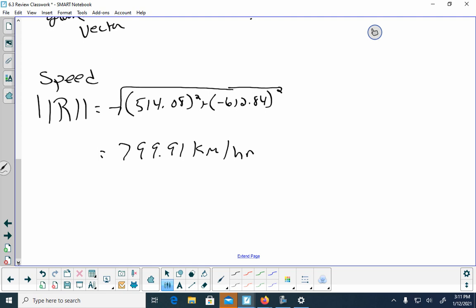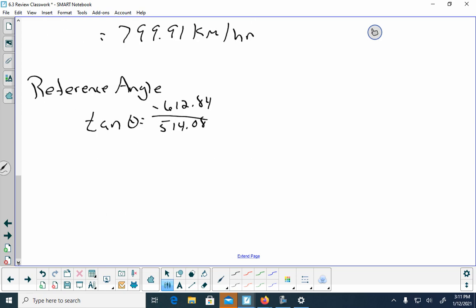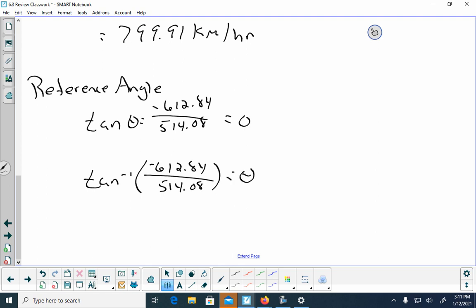Now I need to find, it wants the bearing. So before I can find the bearing, I need to find the reference angle. So to find the reference angle, I'm going to say the tangent of theta is equal to the b, which is negative 612, over the a, which is 514. So in order to solve this, you're either doing n solve or inverse tangent. I'm going to choose to do the inverse tangent. And when I do that, I get theta to be equal to approximately negative 50 degrees if I round it to 1 decimal point.